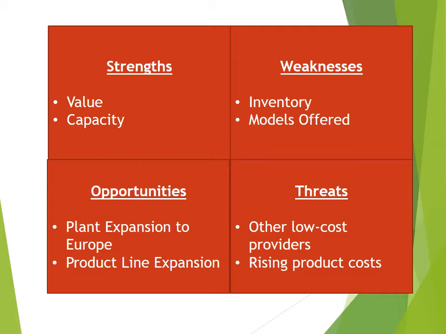However, one weakness is our ability to predict inventory, particularly early on in our company life. Additionally, the number of models we can offer can limit our potential market. Being able to build a plant in Europe would give All Star Shoes the opportunity to have a producing capability in all regions. Rising product costs can threaten our ability to offer shoes at a low cost.